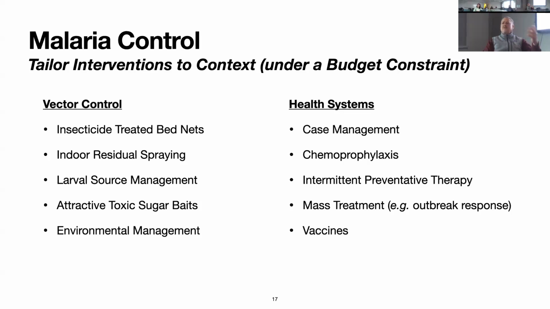And this is always happening under a budget constraint. So if you say, well, ideally, what's the best way to distribute IRS or ITNs? The answer is, well, spray everyone if you can. But in reality, there's not enough money to do that in your program. And this is what we keep encountering with the malaria elimination program.